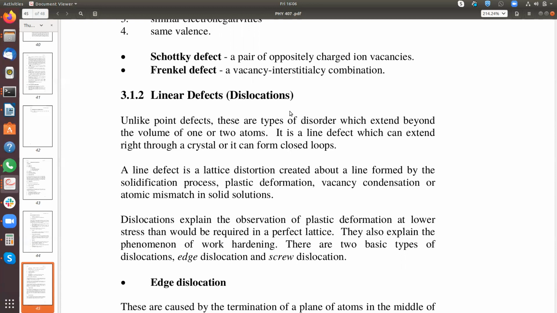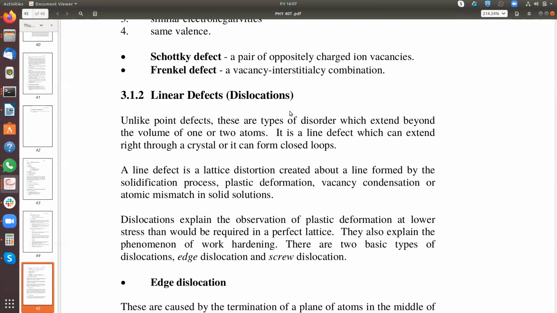Unlike point defects, these are types of disorder which extend beyond the volume of one or two atoms. It is a line defect which can extend right through a crystal, or it can form a closed loop. A line defect is a lattice distortion created about a line, formed by the solidification process, plastic deformation, vacancy condensation, or atomic mismatch in solid solutions.